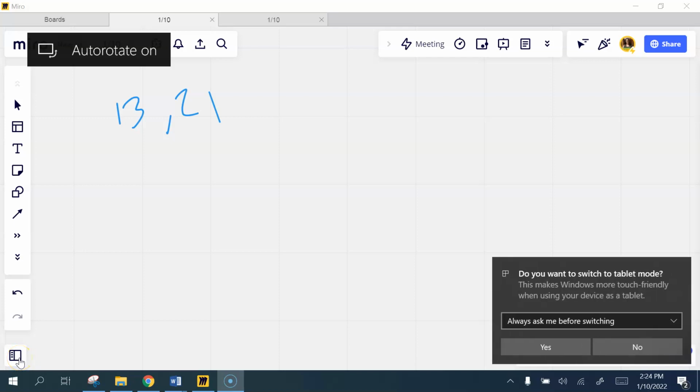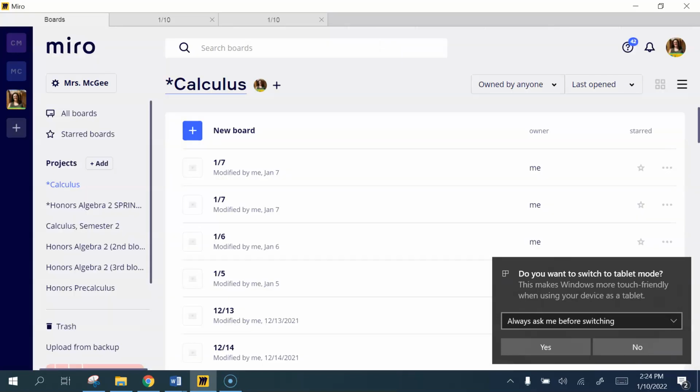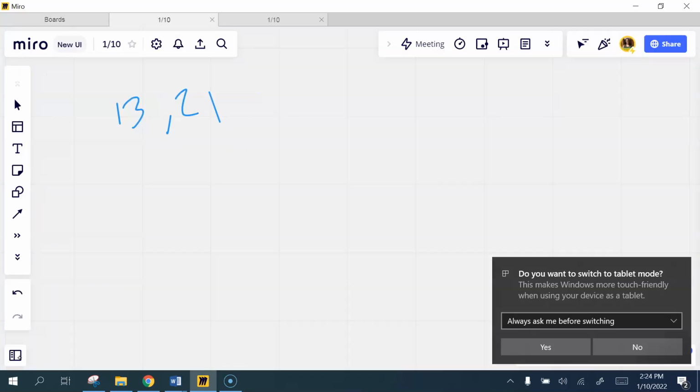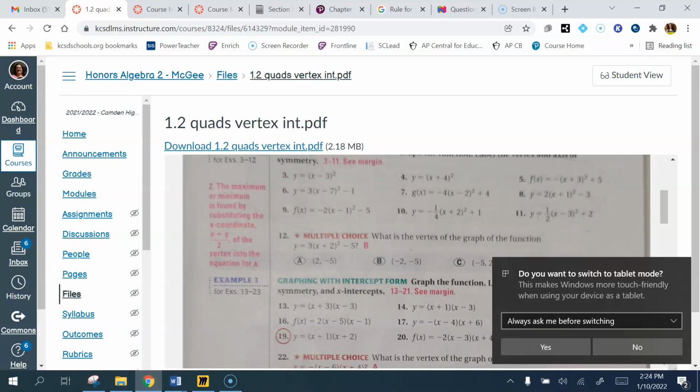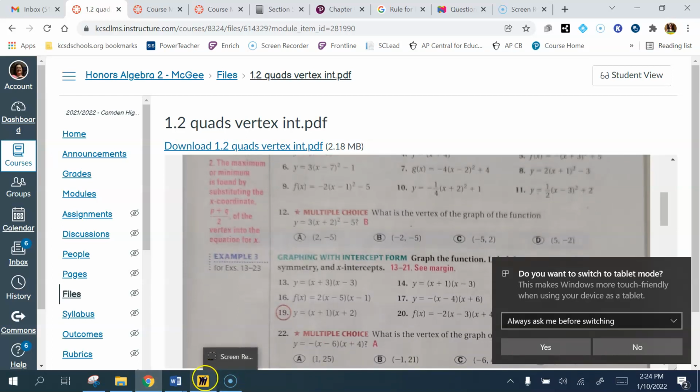All right, so a couple of you had questions about some of the intercept or the vertex forms, so I'm just going to work those really quickly. Specifically, you asked about 13 and 21, so let's look at those real quick. So number 13 is intercept form, x plus 3, x minus 3.